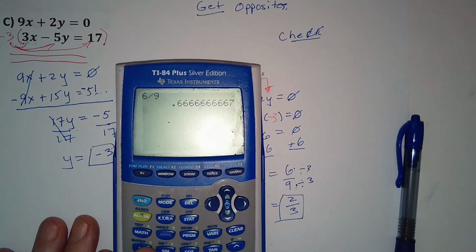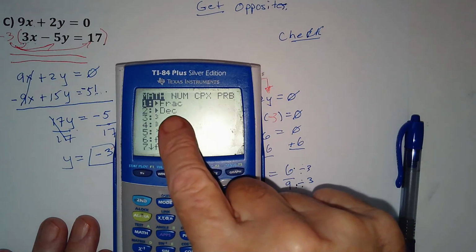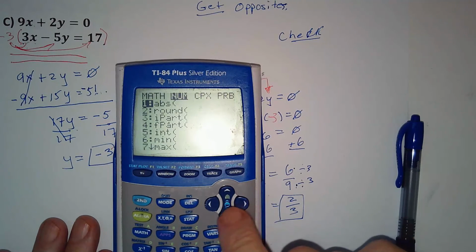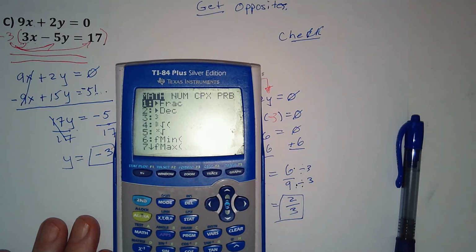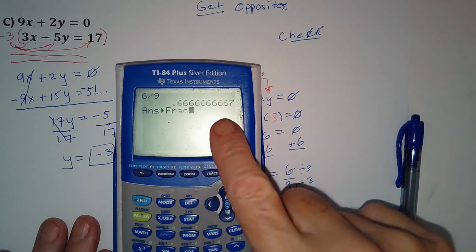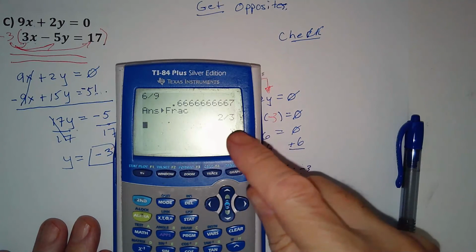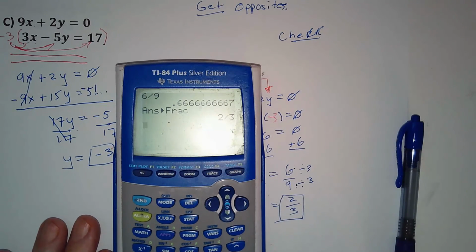And if you want to know what the decimal is, all you need to do is go over here to this math button that you see here, click it, and you'll see number 1, it says Frac. That's what you want. So I just click enter. And it says the answer, 0.67 in the Frac, and then hit enter again, and you get, voila, the fraction 2/3. So that's good to know.